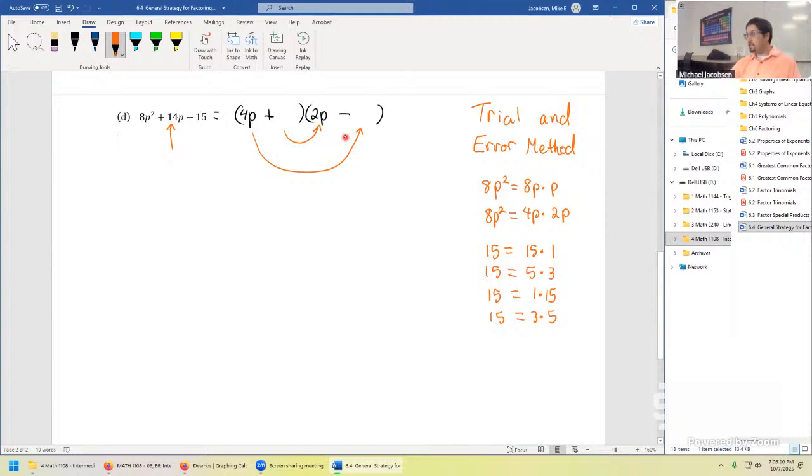Well, we might put in a 5 here, because 5 times 4 gives us the 20. And then we could put a 3 here, because 3 times 2 gives us a 6. And the difference of 6 and 20 would be 14. But notice we're not quite there, because 4p times negative 5 is actually negative 20p. 3 times 2p is actually positive 6p. 6p minus 20p is negative 14p. So we are so close, but not quite on the target we want.